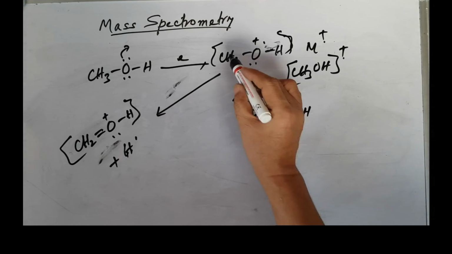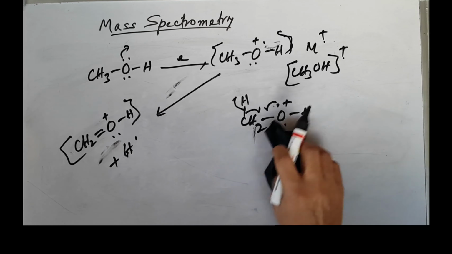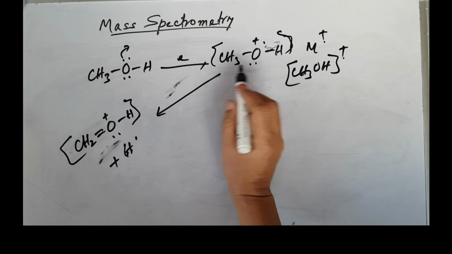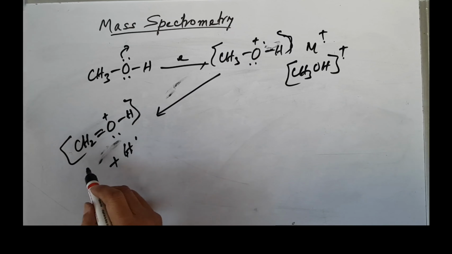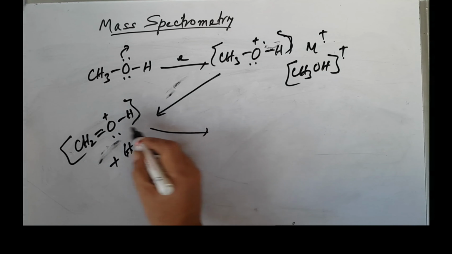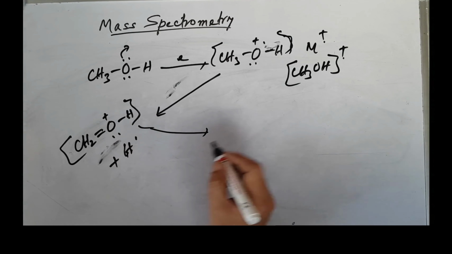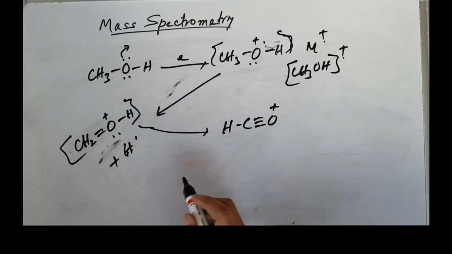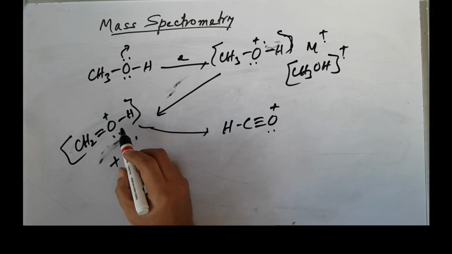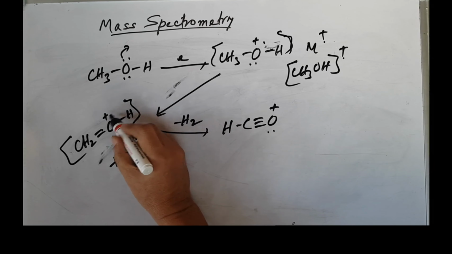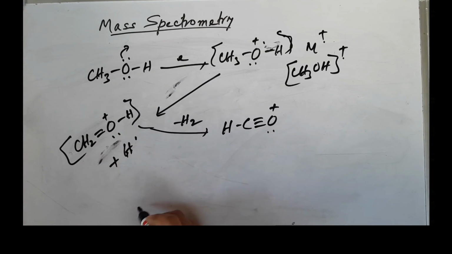So you got another fragmentation. This fragmentation takes place like this to form this one. Then again this can clip one, this also clips one. Two hydrogen atoms can be clipped, one from here, another from here. Then this can undergo further fragmentation, and this compound comes out: C triple bond O with a positive charge. Two hydrogen atoms are lost, two neutral molecules are lost.